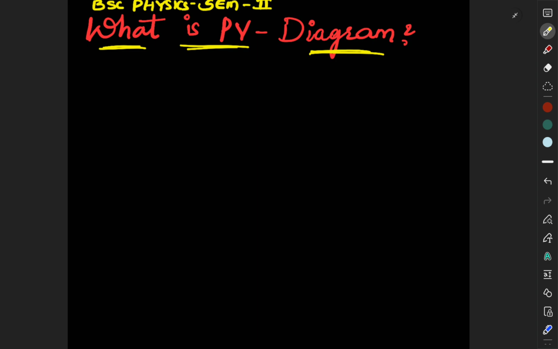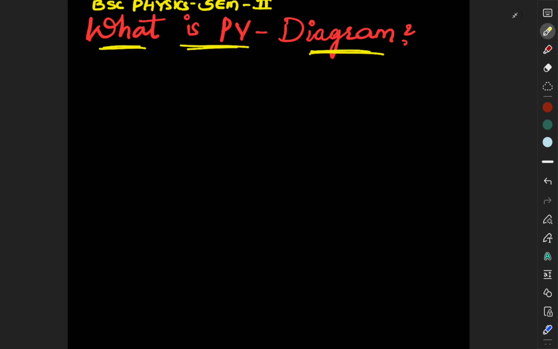Now consider a gas which is kept in a cylinder with a tightly fitted piston on it. We can do work on the gas by pressing the piston downwards and upwards, and we can heat the gas also by placing the container over a flame. That means we are subjecting this gas to thermodynamic processes.